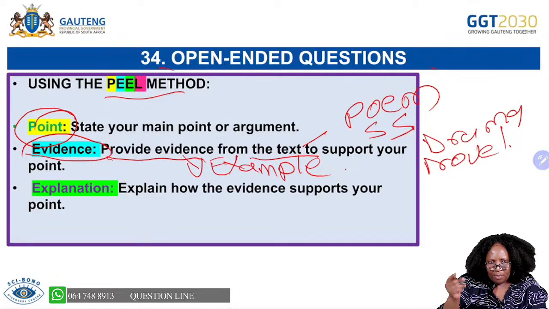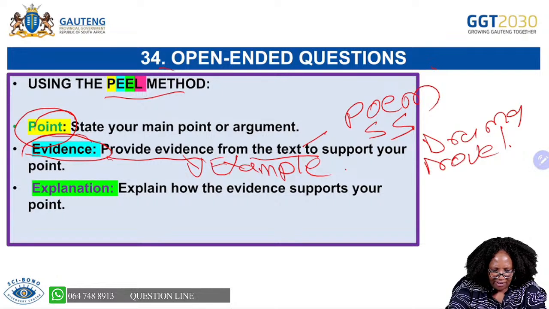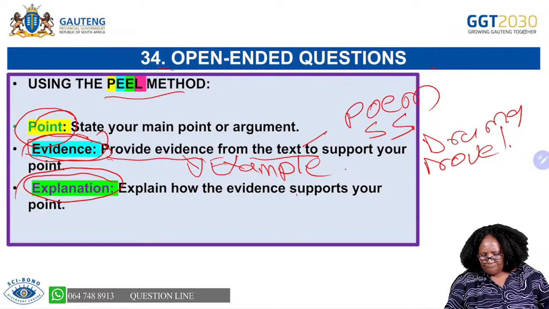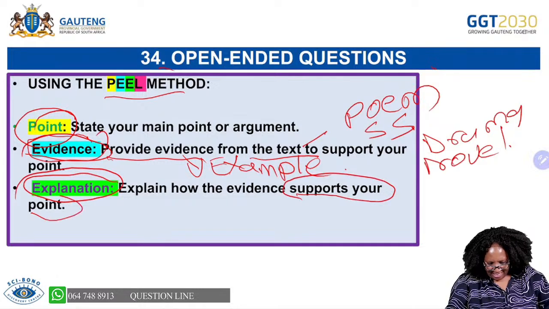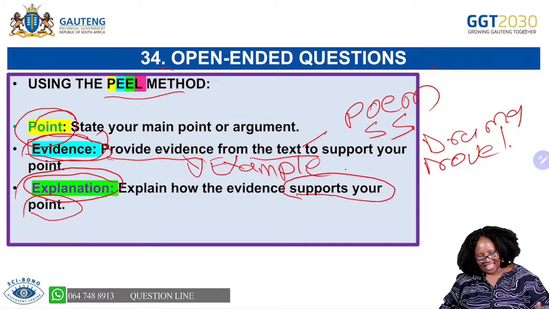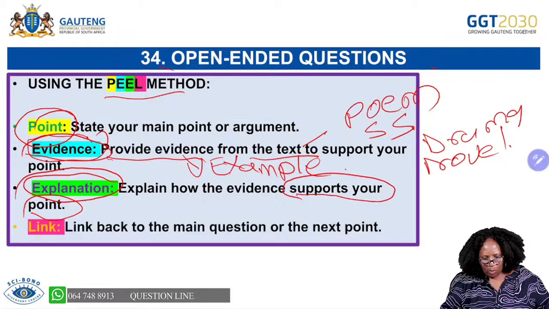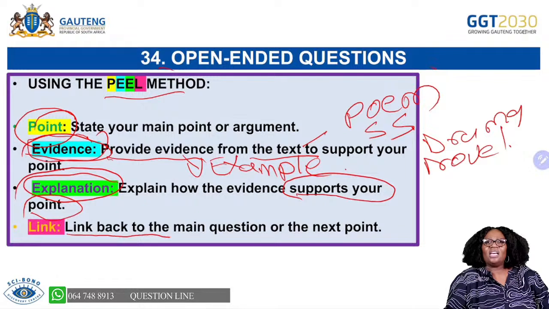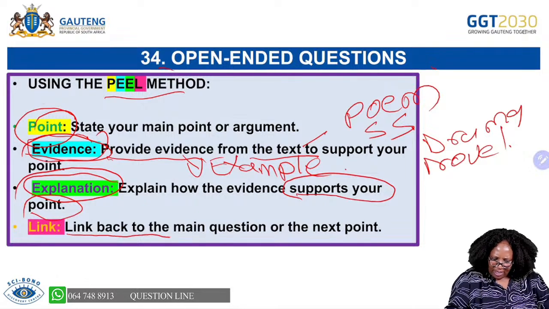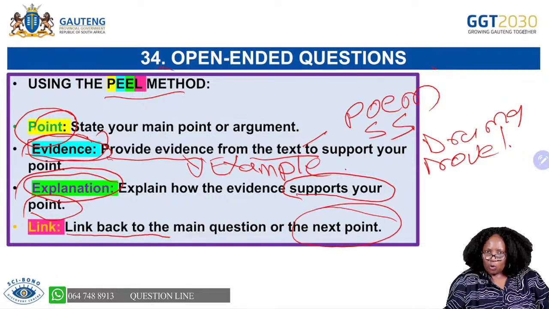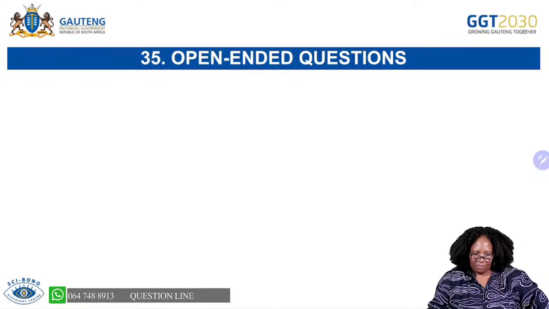Furthermore, after you have given us a point, you have given us an example, you must explain how the evidence supports your point. You must still explain to us how this evidence that you have given supports the point that you have made in number 1. And lastly, you link back whatever you have written here, your point, your evidence, your explanation, back to the next point or to the main idea.